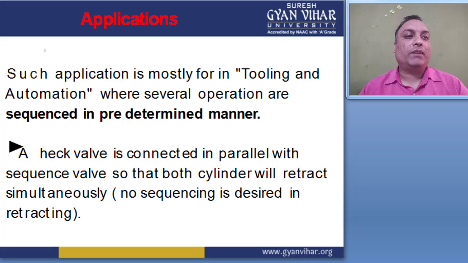So move to the next. These are the different types of application. Such applications are mostly in tooling and automation, and when several operations are sequenced in a predetermined manner. A check valve is connected in parallel with the sequence valve so that both cylinders will retract simultaneously. No sequencing is desired in the retracting case. So these are the different types of application of the sequence valve.